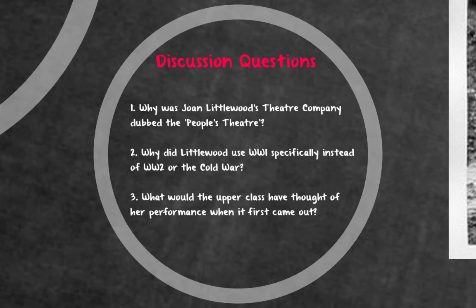I've got some discussion questions for you, so I want you to answer these three, ready to discuss. Also remember, guys, that the answers to these questions go into your director's folio. Question 1: Why was Joan Littlewood's theatre company dubbed the People's Theatre? Question 2: Why did Littlewood use World War I specifically instead of World War II or the Cold War? And number 3: What would the upper class have thought about her performance when it first came out in 1963? So have a think about those, write some answers down, and we'll discuss them in class.